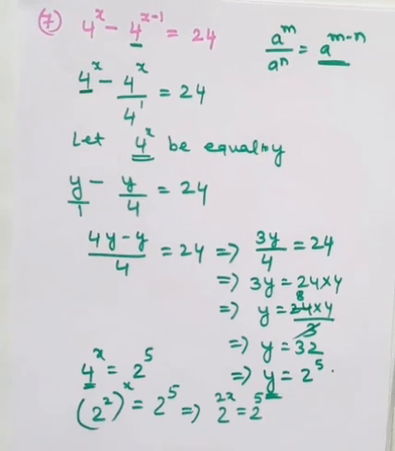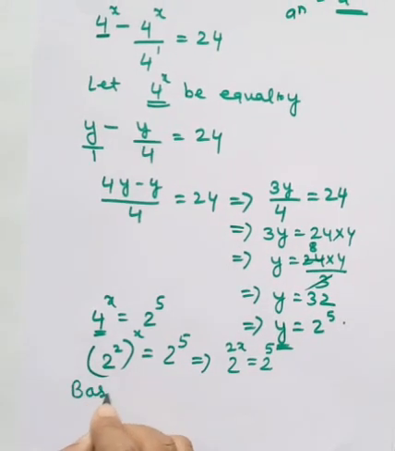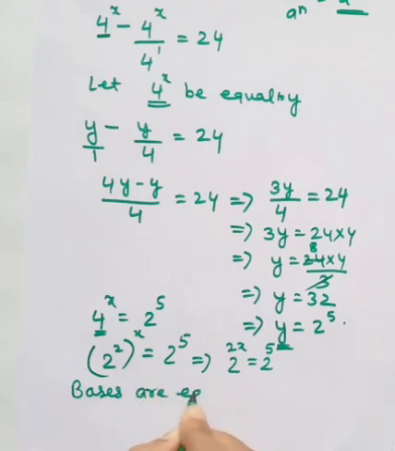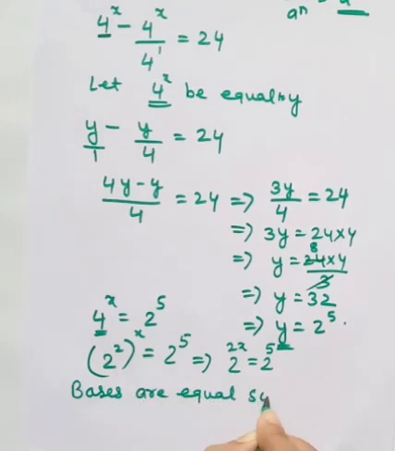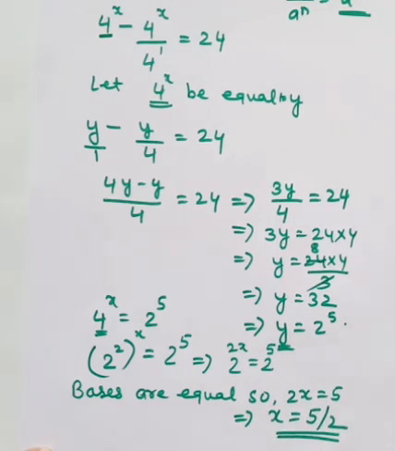Bases are equal. So what will you do? Powers will be equal. So 2x is equal to 5. This implies x is equal to 5 by 2. This is your final answer.